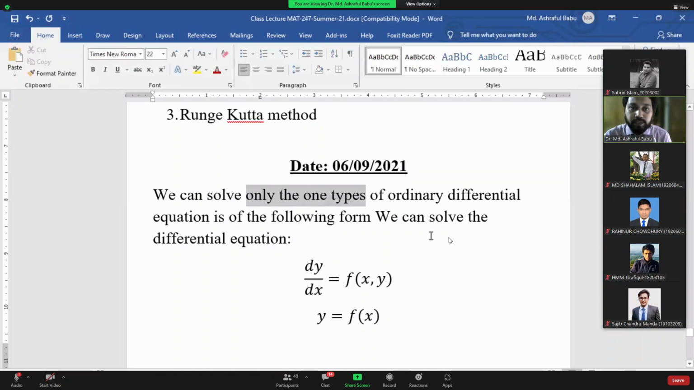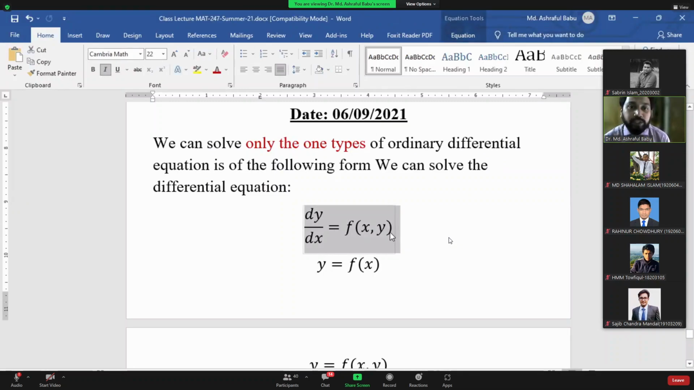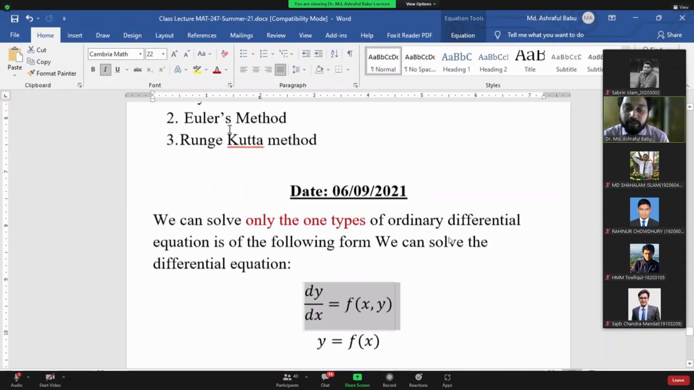So there are many types of differential equation, but in this course we are differentiating only one type, that is the standard form dy/dx = f(x, y). If you find any problem which does not look like this, you have to convert it into this form. You can consider this form as the standard form for these three methods.